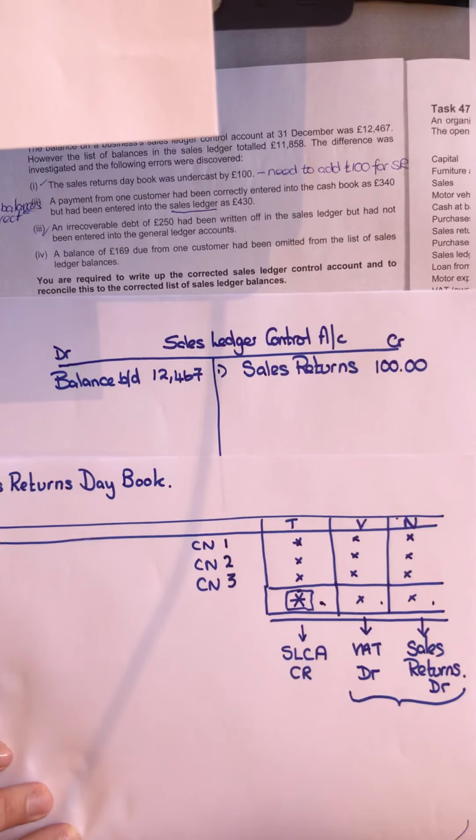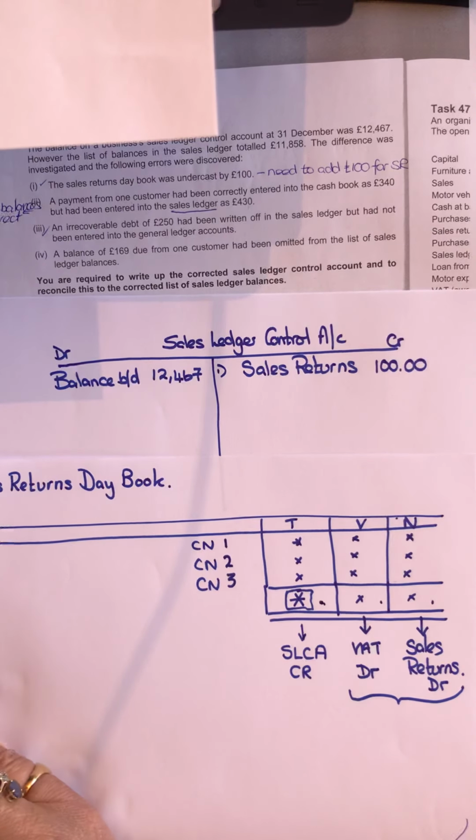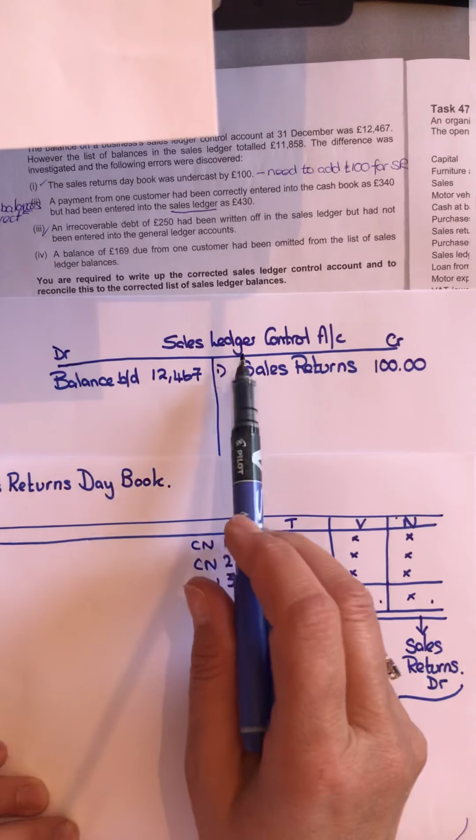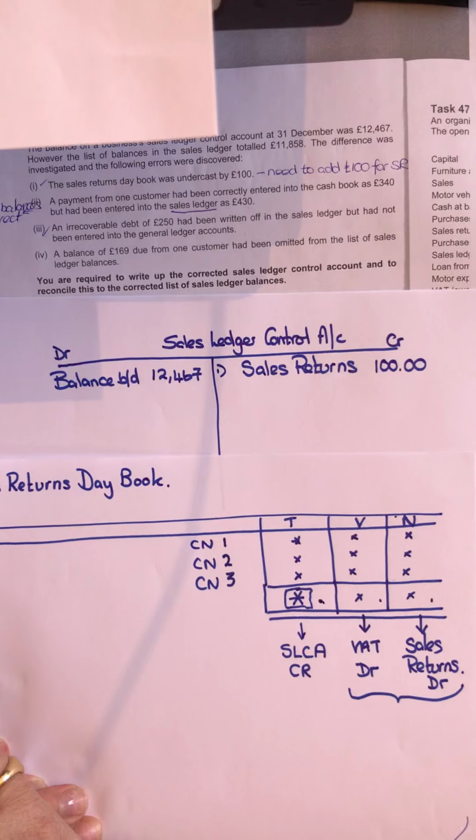Bullet point 3 says an irrecoverable debt of £250 had been written off in the sales ledger but had not been entered into the general ledger accounts. General ledger accounts is where our double entry goes, and our sales ledger control account is part of that general ledger. And therefore we need to correct this account.